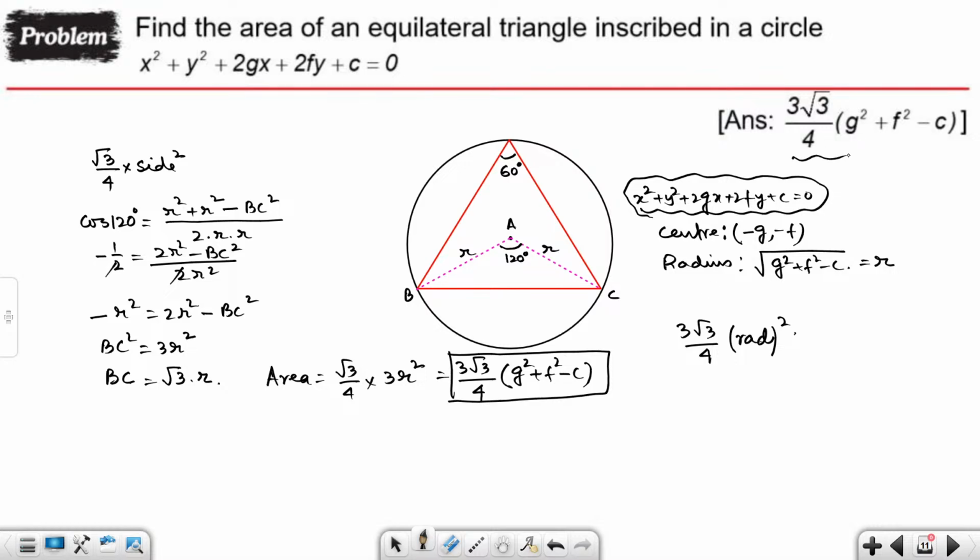That's exactly what we got. If you can remember this form, it's okay. If you can't, you can remember in this way also. 3 root 3 by 4 into radius square. That's it. Is it clear? Okay.